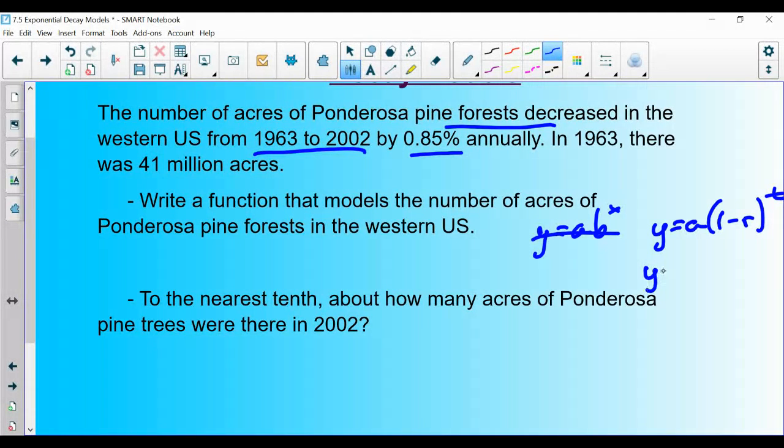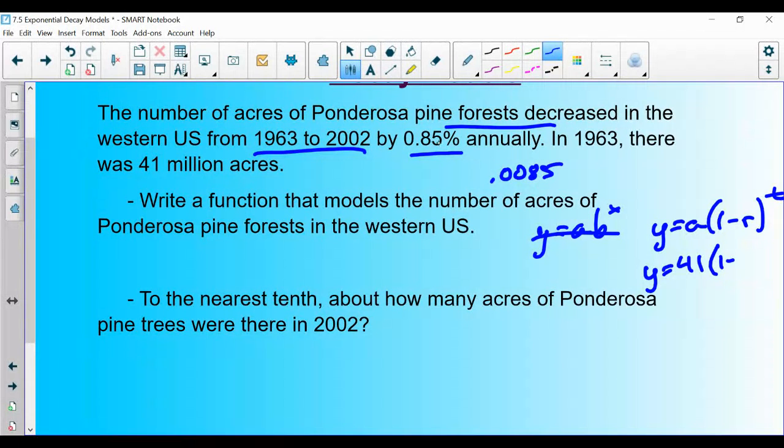I'm going to leave 41 as a. I'm not going to write 41 million here. And the reason I'm going to do that is at the end, I'm just going to write whatever our number is, million, and that's going to work. So 41 goes there. 1 minus the rate. Well, the rate is in a percentage. It's 0.85. We need to turn that into a decimal. And so we're going to move the decimal place over twice. It's going to be 0.0085.